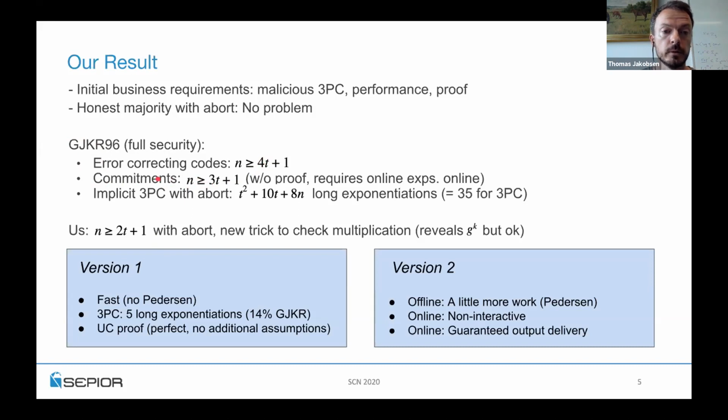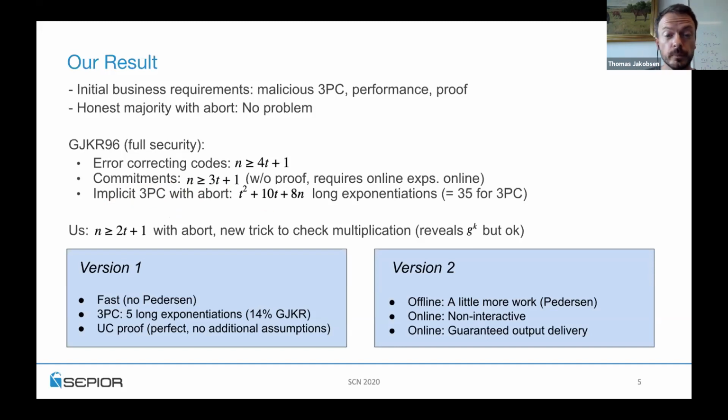There's also a solution sketched in the paper that works if the number of parties is at least 3t plus 1, where t is the security threshold. But still, this doesn't work for three parties. There is an implicit solution for three parties with abort in that paper, but it turns out that it still requires a lot of heavy computation.